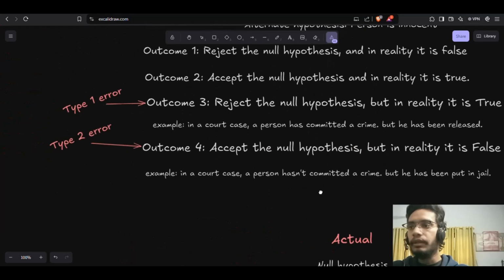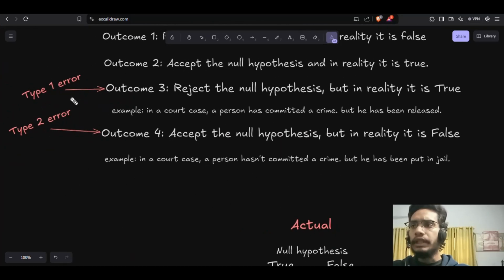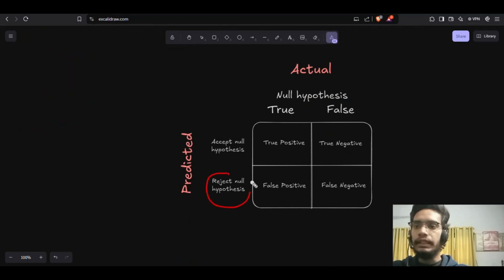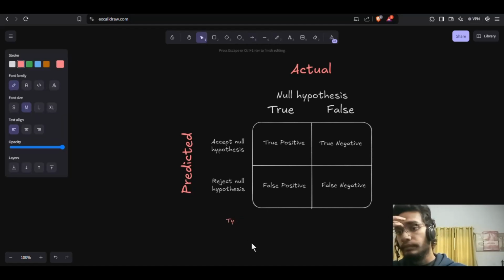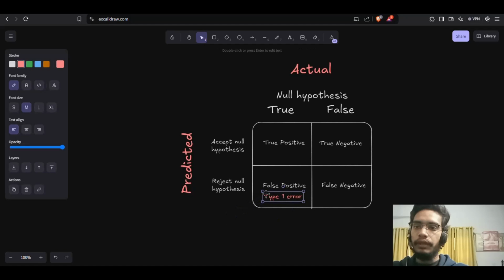Now the type 1 error says that we reject the null hypothesis, but in reality it is true. So in this region, it is a false positive, right? False positive means that we reject the null hypothesis, but in reality it is true. So here we have the type 1 error, right?